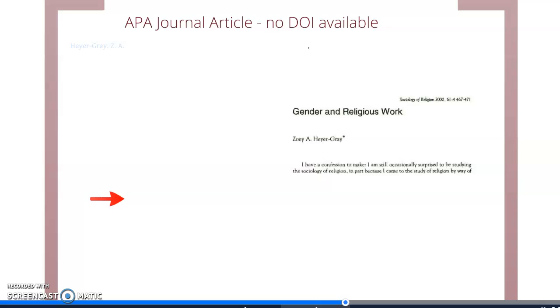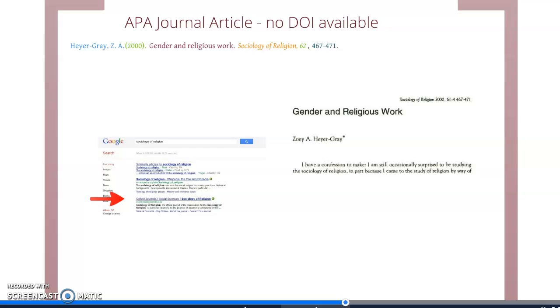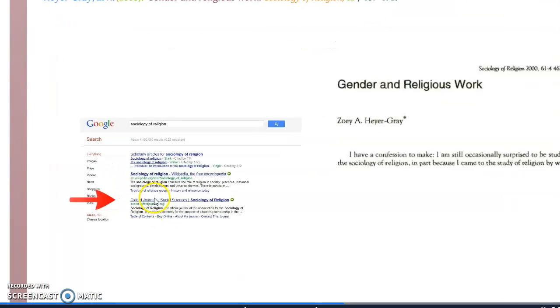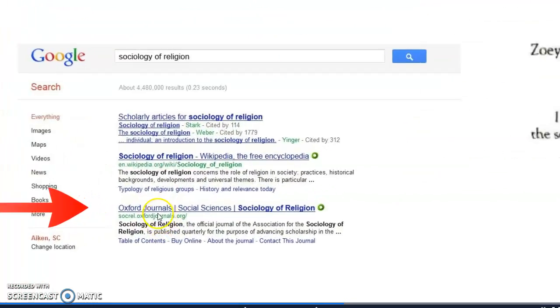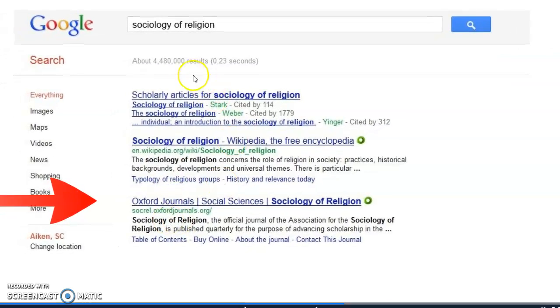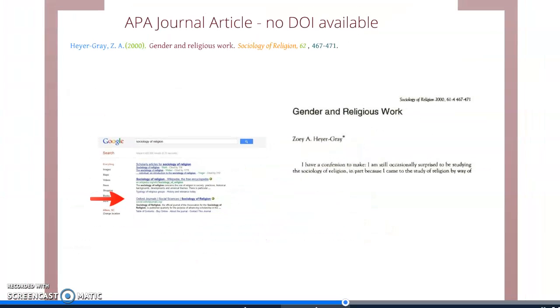Sometimes our journal articles do not contain a DOI. In that case, we list the article out as we would with the journal article with a DOI, but instead what we're going to do is we're going to take the name of the journal, so in this case it is Sociology of Religion, and we're going to go out on the web and we're going to find the home page for that journal. So this is Oxford Journals, the publisher, and they put out the Sociology of Religion journal. And our job is to go and provide a path for our reader to retrieve this from oxfordjournals.org.